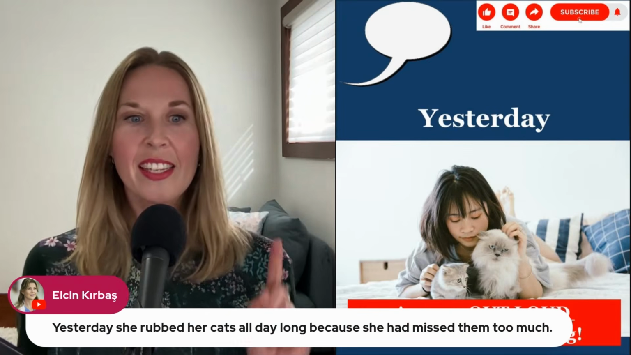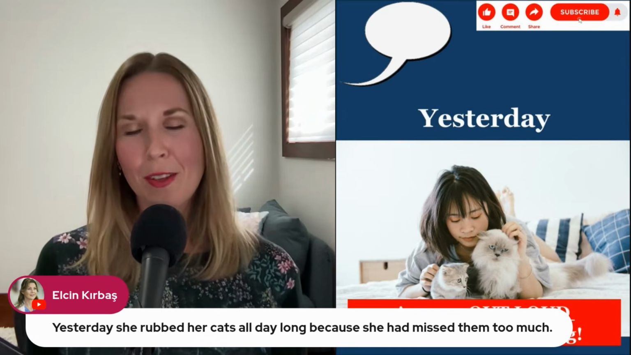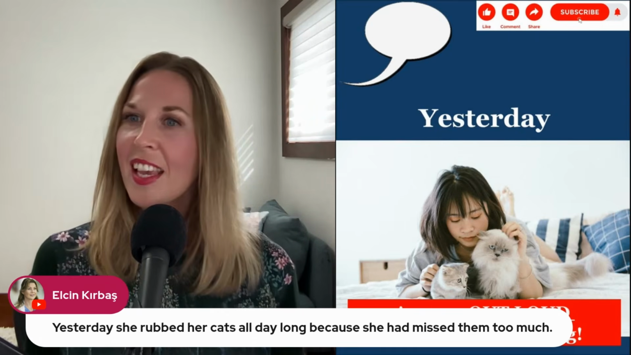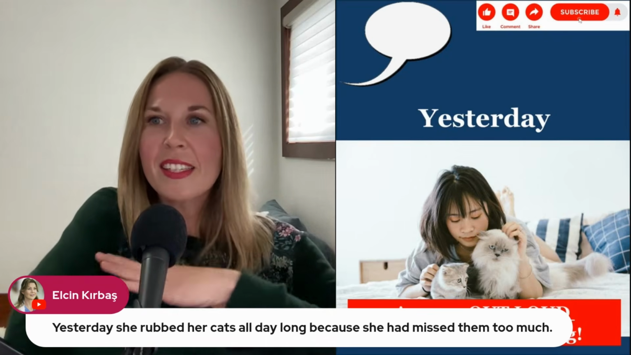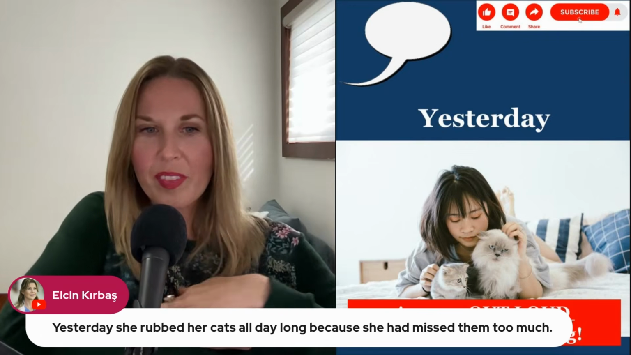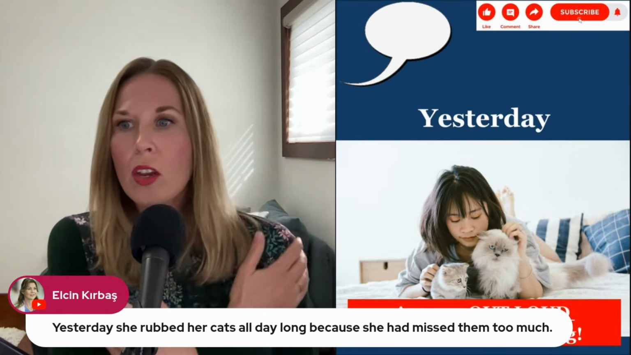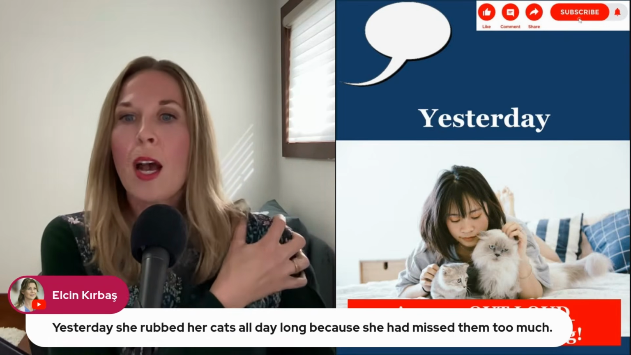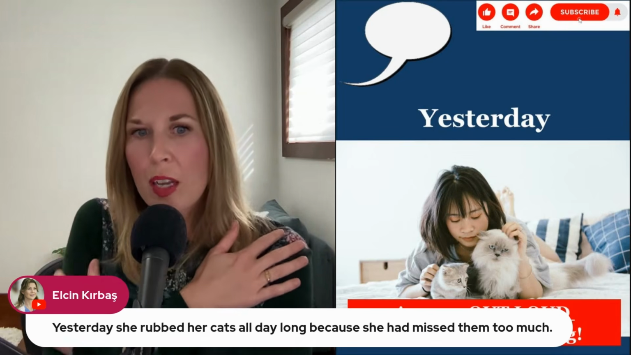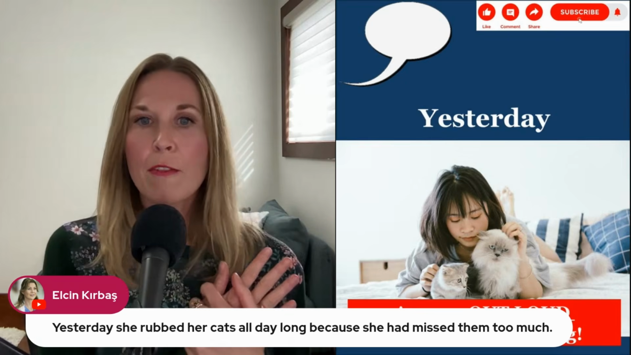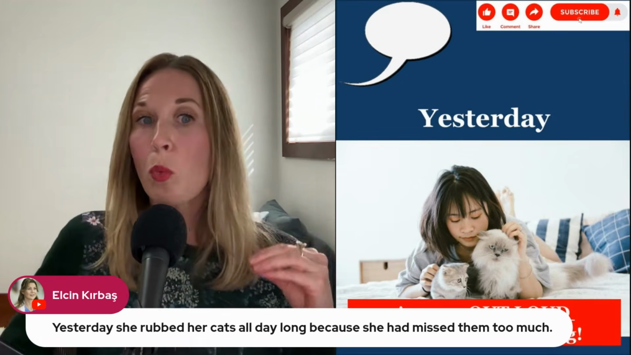Okay, Elson said yesterday she rubbed her cats all day long because she had missed them too much. Very nice. Now imagine I'm holding a cat and I'm doing this. What is this? What is the action? It's not rub. So this is more of a rub, and you can rub someone's back, for example, or you can rub your arm if it's sore. Generally, we rub our arm or a part of our body if it's sore or for relaxation purposes, but we have a specific word for this.